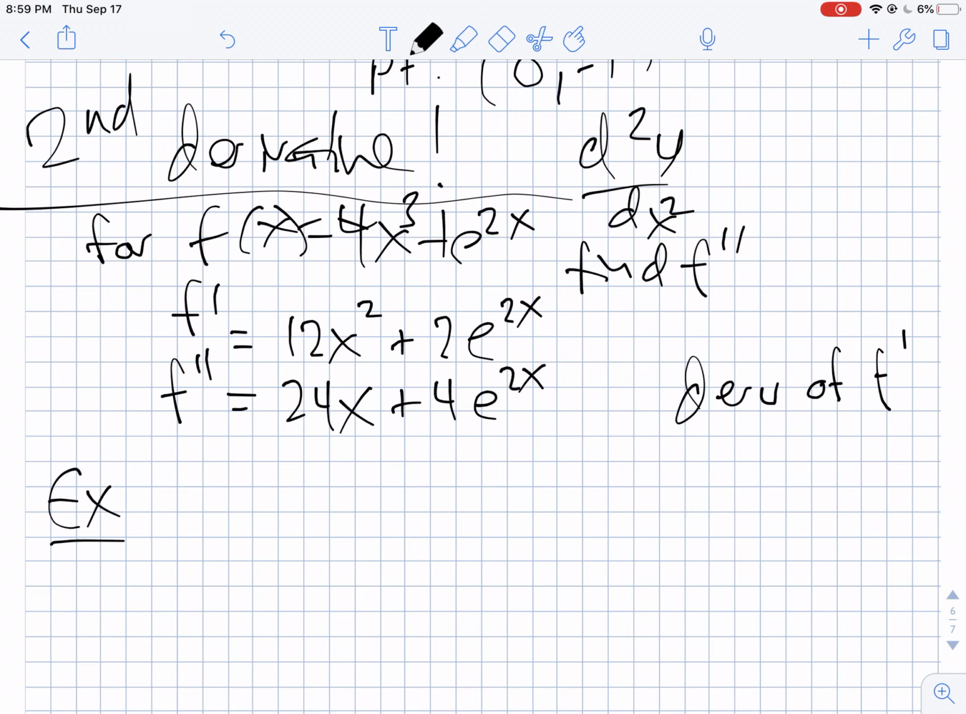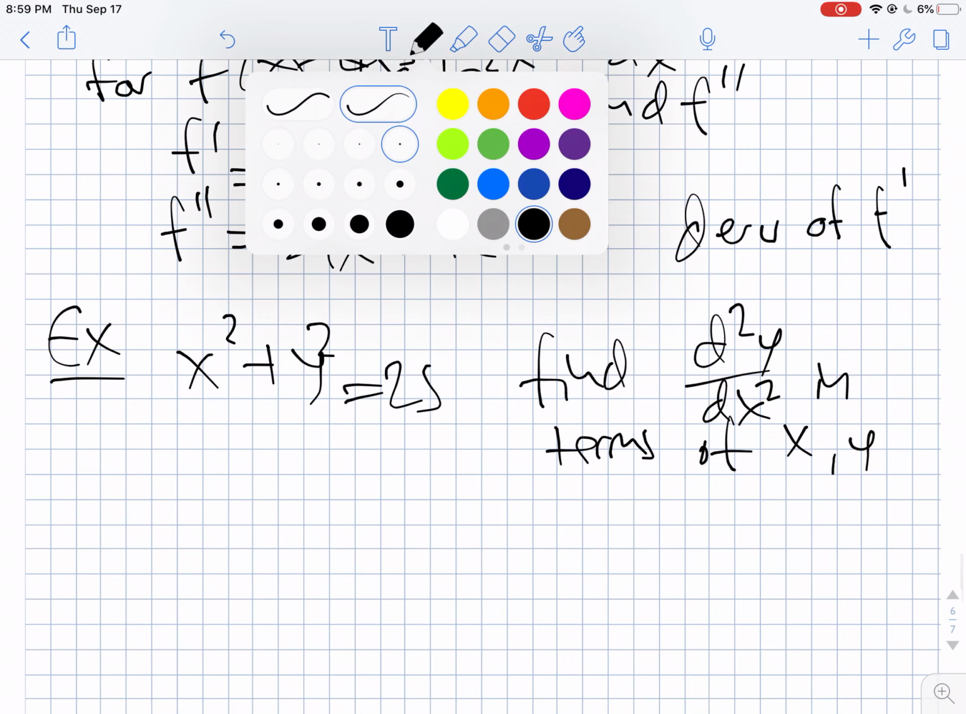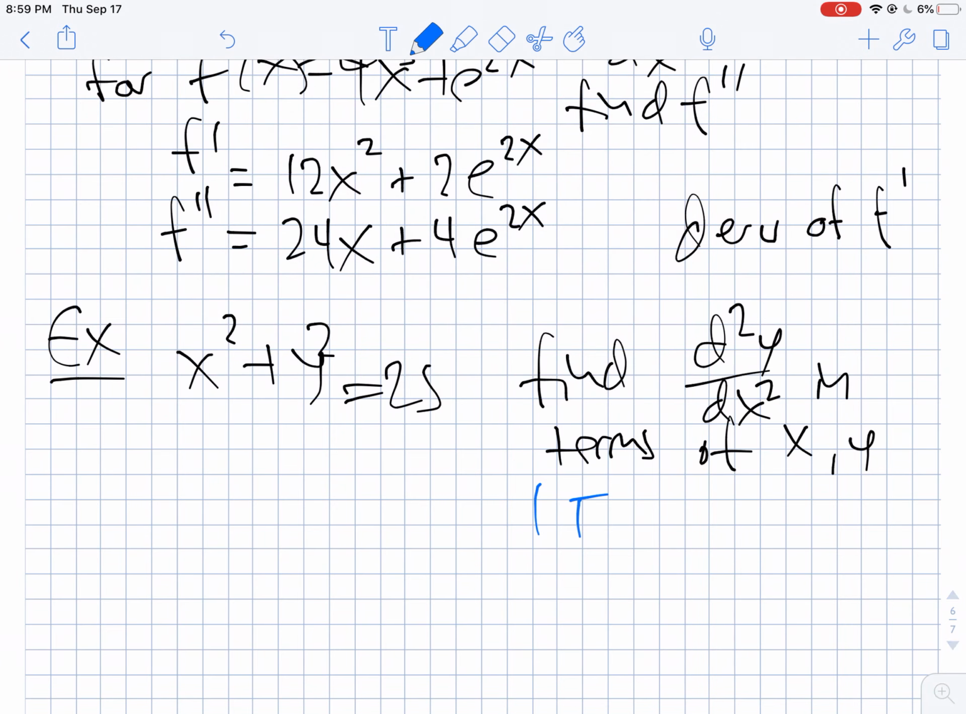So when I have, let's go back to the example from the beginning of the video, x squared plus y squared is 25, and I ask you to find that second derivative in terms of x and y. Well, your first step, of course, should be to find the first derivative. So your first step is find the first derivative of dy dx. I've already done that, so I'll just skip the steps. dy dx is negative x over y.